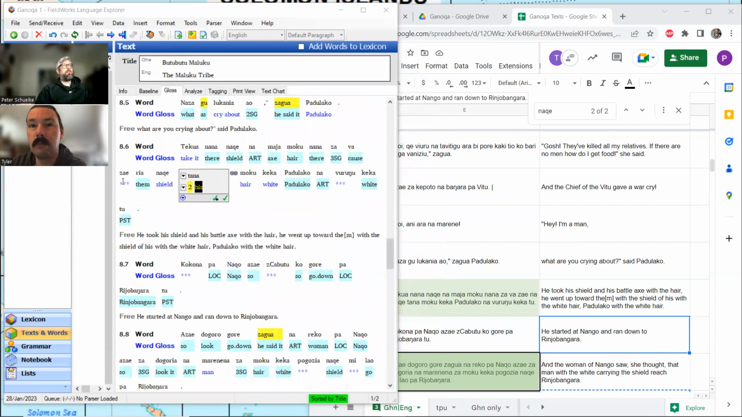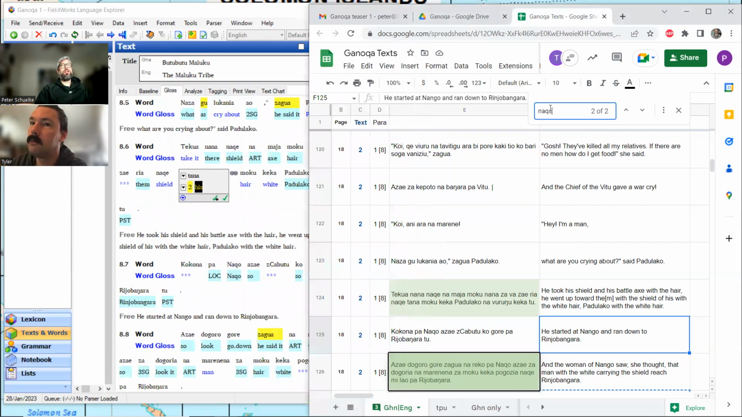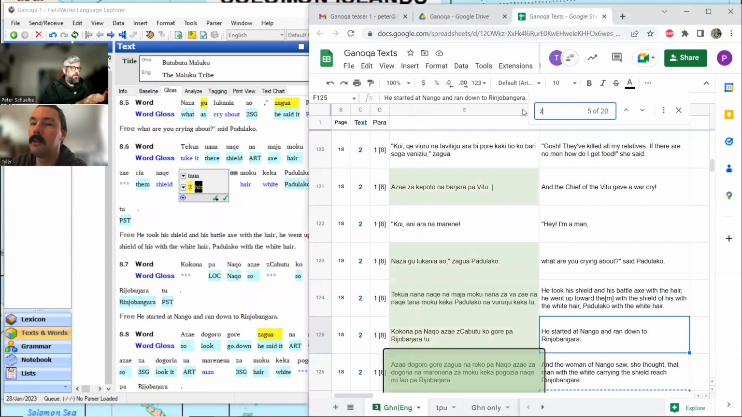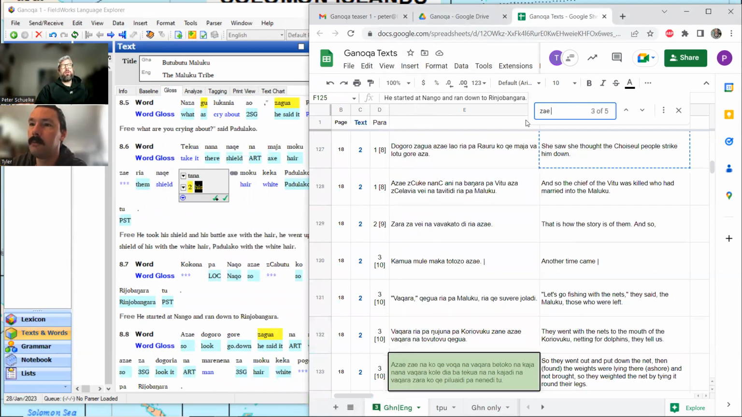Now, Zai must mean something like towards. I'm going to go do a quick search in our sheet. I'm going to put it by itself. We get it 3 times. Okay. All right. Sorry, 5 times. Oh, on the third example.